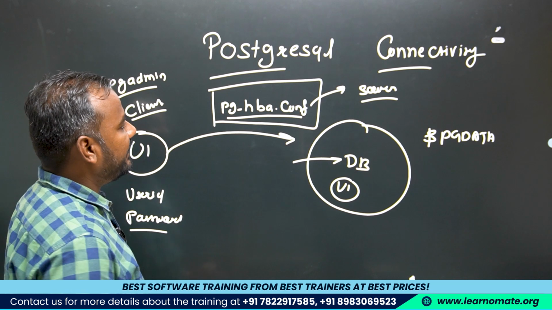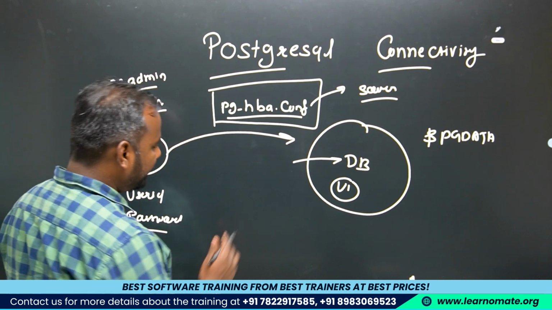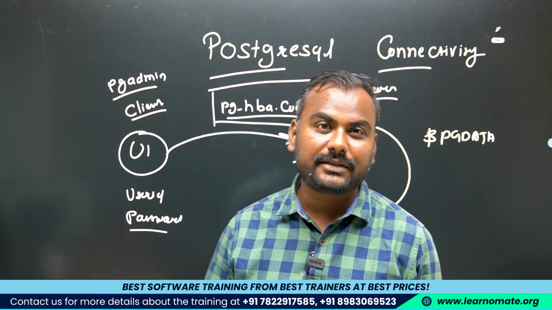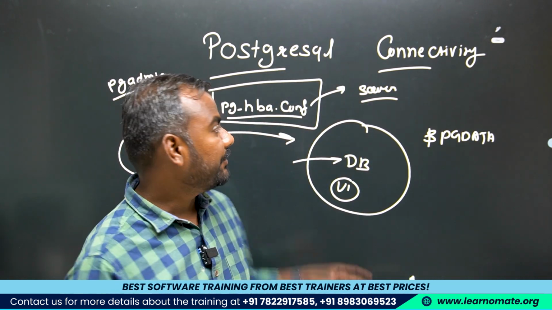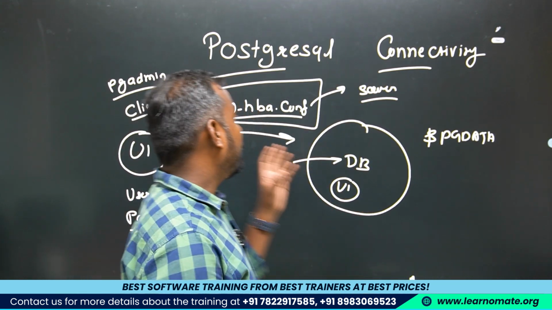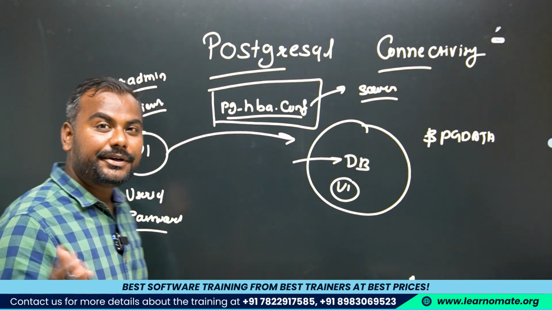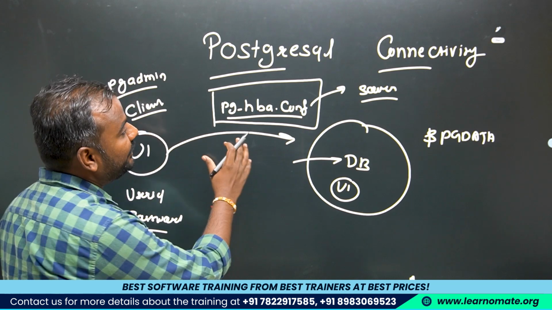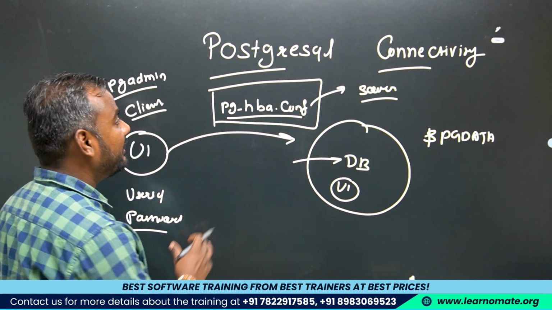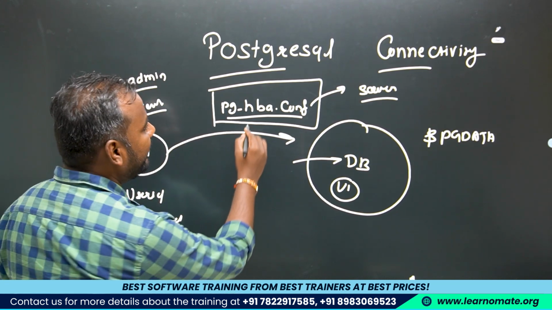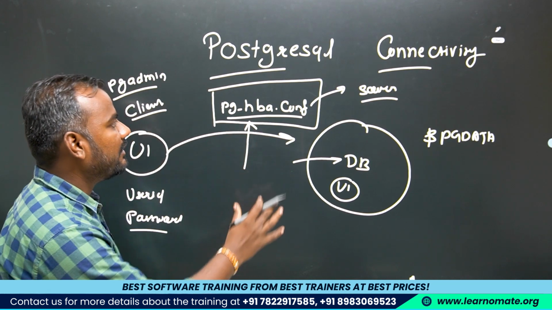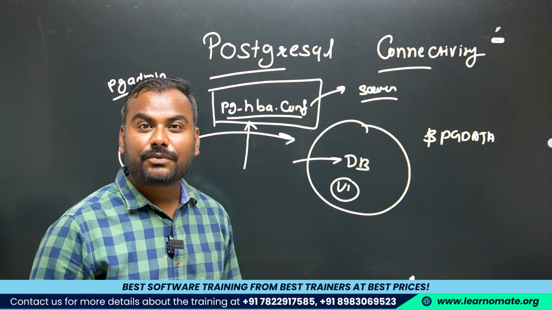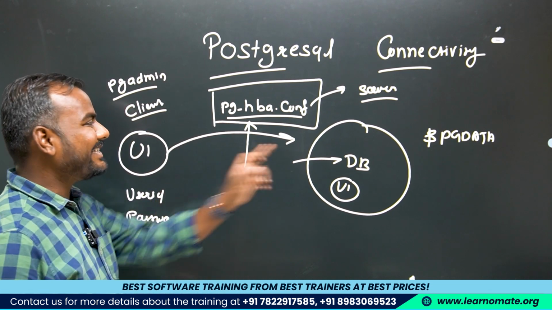So what is this configuration file saying? Under this configuration file, you need to mention from what location, meaning from which IP address this connection is coming. You need to specify the IP address details, and what level of security he is going to maintain, like whether he is going to use a password, whether he is going to connect without a password, whether there will be encryption in the password. Everything will be mentioned under this pg_hba.conf file.